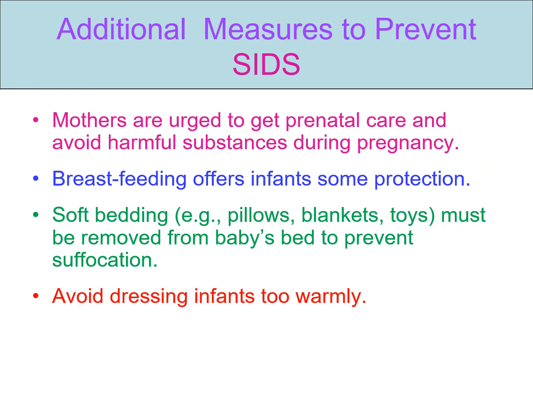Additional measures: mothers are urged to get prenatal care and avoid harmful substances during pregnancy, like drugs, alcohol, or smoking. Breastfeeding offers infants some protection, and remove soft items from the bed and avoid dressing infants too warmly.